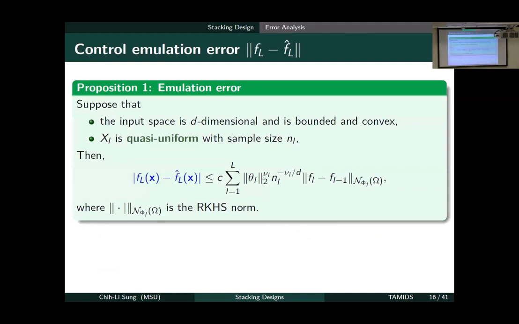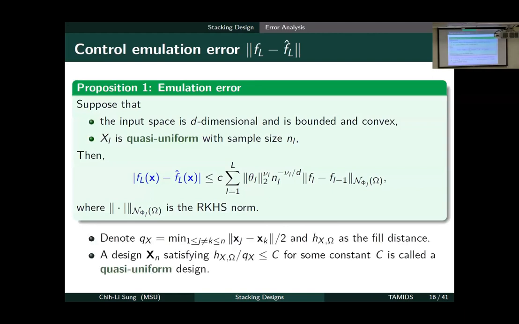So the idea of quantum uniform is that any 2 points should be greater than something. Any 2 points in your design, the minimum one should be greater than something, right? So this distance is called the field distance, and we want to make this field distance as large as possible.